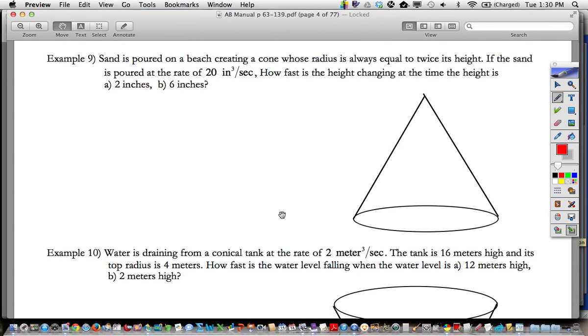The cone problem before this one said sand is poured on a beach, creating a cone whose radius is always twice its height. By them telling you that, that's really nice, because now I could just make a substitution. If the radius is always twice the height, I could just take out the R and put in 2H. And then I've got it down to one variable. So sometimes they give you information that makes it easy.